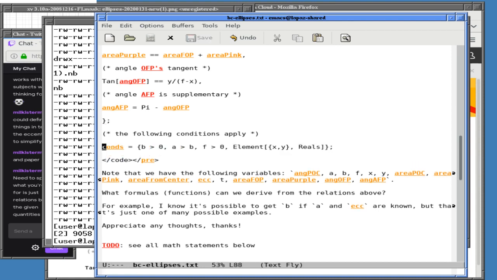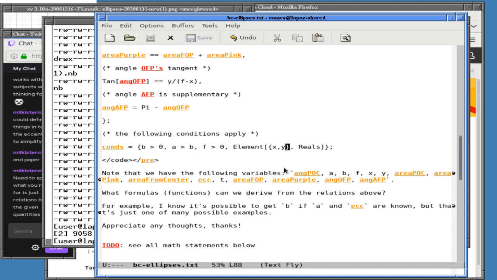B is greater than 0, A is greater than B, F is greater than 0, X and Y are in the reals. Someone's going to ask me why I didn't specify A, B, and F are in the reals, but when you specify a number is bigger than 0, mathematics already accepts that it's within the reals. So of all the variables that I have, excuse me, do I actually care about this?